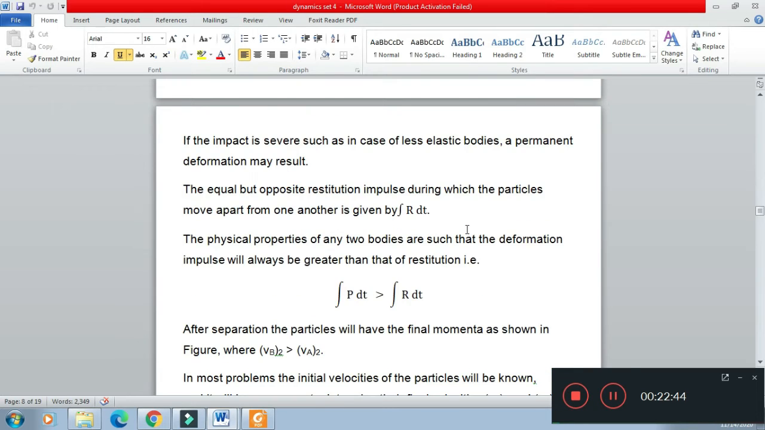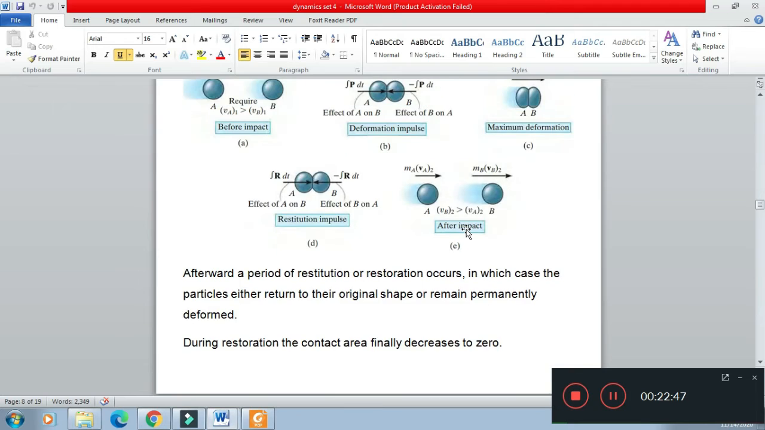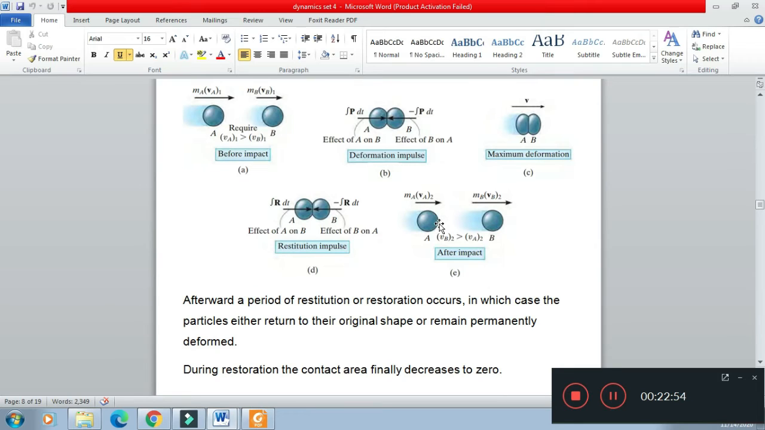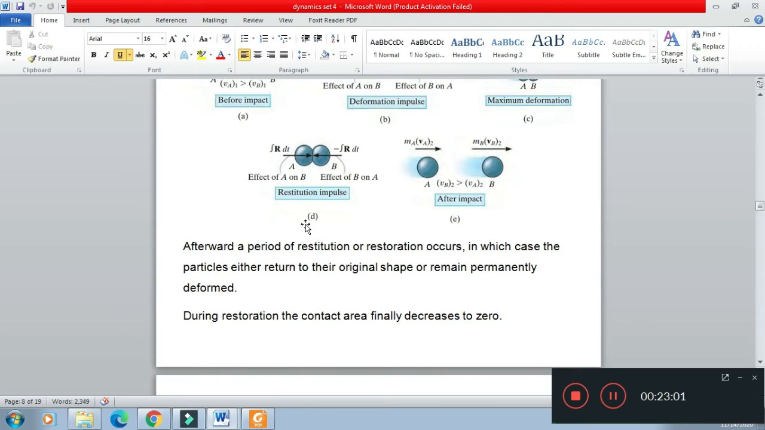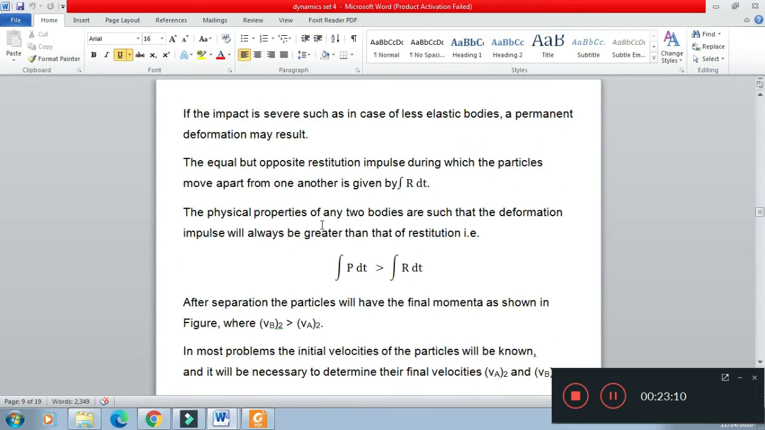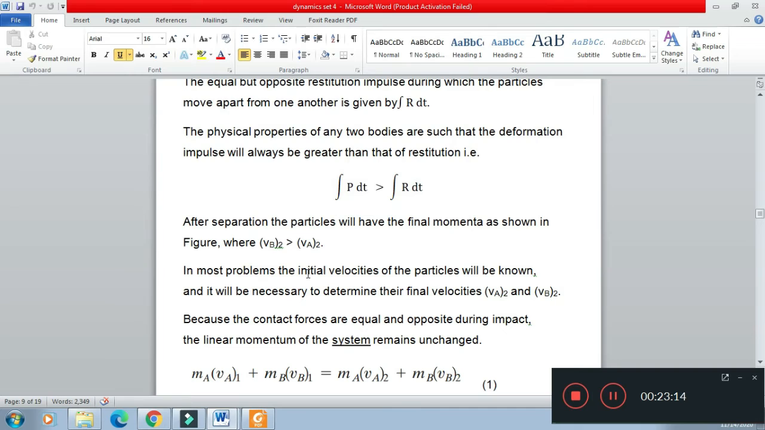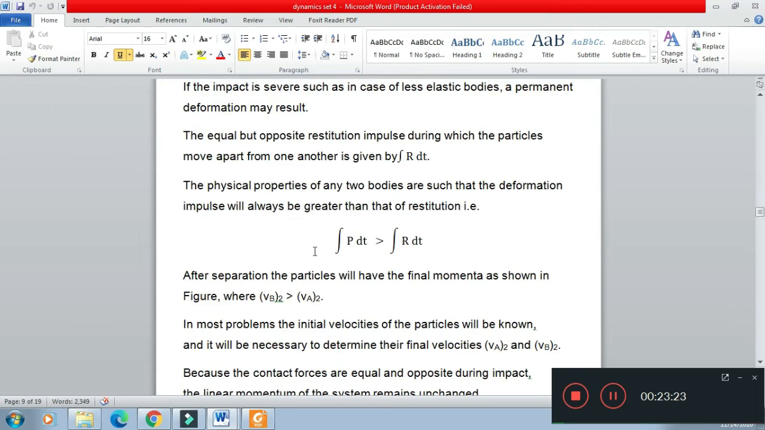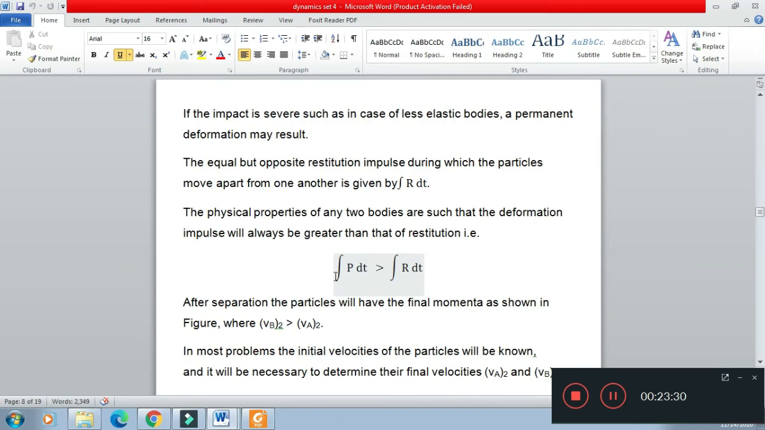The physical conditions are such that the deformation impulse is always greater than or equal to the restitution impulse. During the restitution phase, the force applied by the two particles is relatively less. And in such conditions we find that the velocity of B after the impact is greater than the velocity of A after impact. Usually in these types of analysis we already know the initial velocities and we have to find the final velocities.